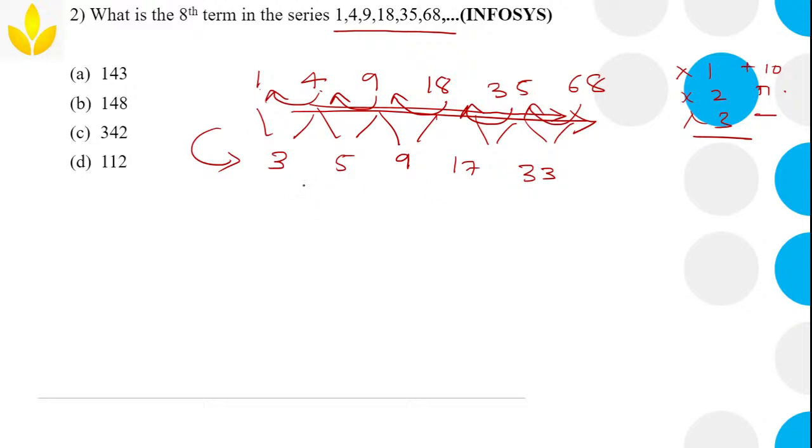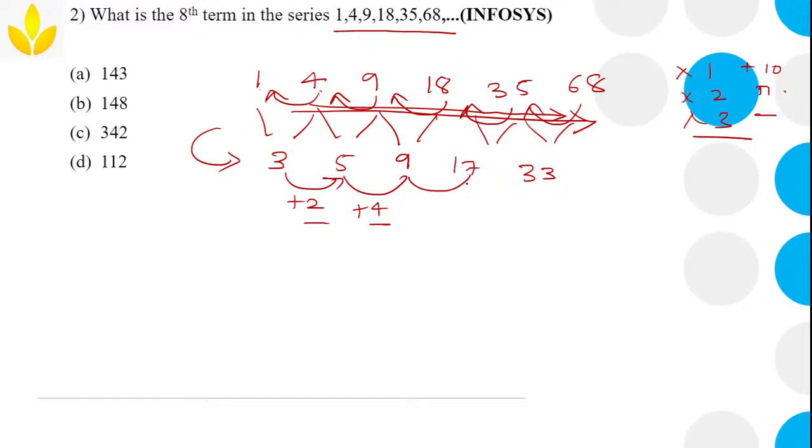Now again check the difference. 3, 5. When you look at the numbers, you can observe 3 to 5. How much did I add? 2. 5 to 9, 4. Can you find any relation here? Yes, you are adding even numbers. Yes or no? Even numbers.